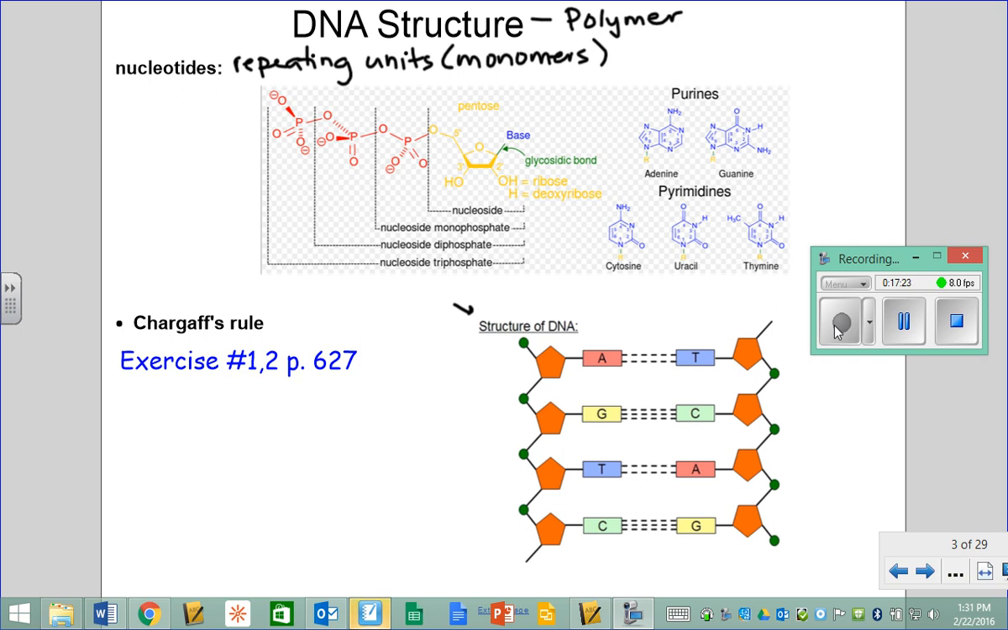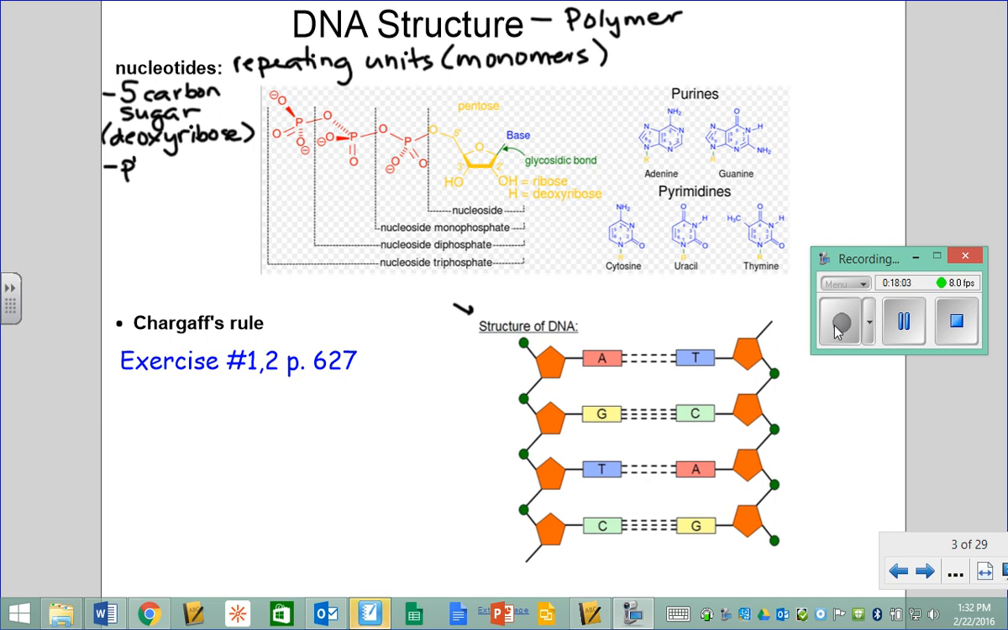So we need to know these nucleotides, these repeating units, what are they made of? They are made of a 5-carbon sugar. Now, in the case of DNA, it's deoxyribose. In the case of RNA, it's just ribose. But that part of the word, the D or the R, that's the sugar. So I'll just note that there so that you know that that part of the name represents the sugar.